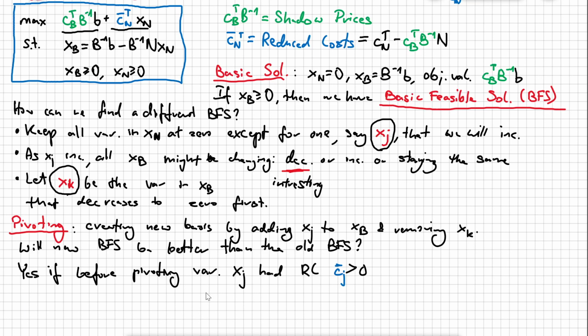There's actually one more condition I should add here: after pivoting, the new value of xj is more than 0. There are some degenerate cases where pivoting results in no increase of xj, but I'm not going to discuss them in this video. So provided that we have a positive reduced cost, we can find a better basic feasible solution.